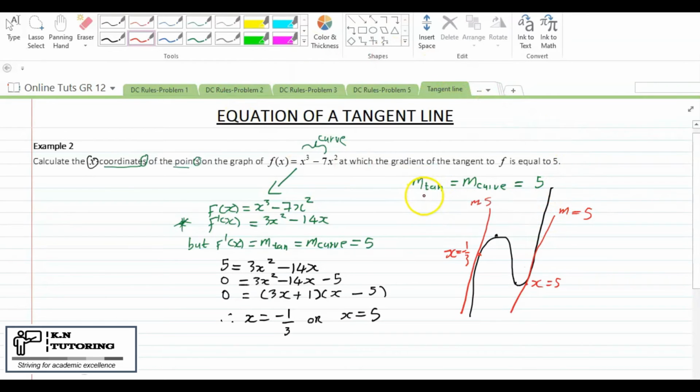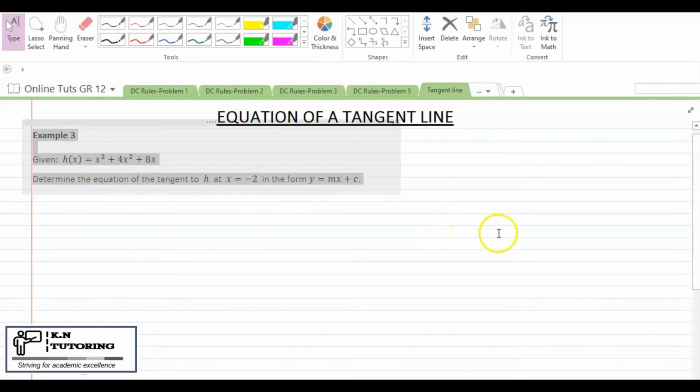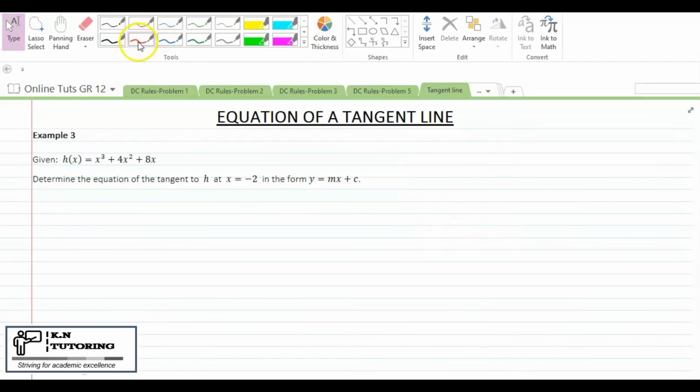We will now move to example number 3. Now, example 3 is as follows. It says, given h of x is equals to x cubed plus 4x squared plus 8x, determine the equation of the tangent to h at x is equals to -2 in the form y is equals to mx plus c. Again, grade 12, this is another form of asking questions on equation of a tangent line.